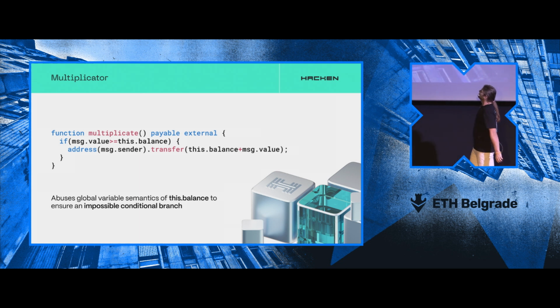But this.balance actually already includes message.value. So say there was 100 whatevers on the contract, and you're like, oh, I want to exploit this. Let's send 101 and fulfill this condition and get all the monies. Well, you send 101, and this.balance is already going to include the message.value. So this.balance is now going to be 201. And this condition is just not going to get executed.